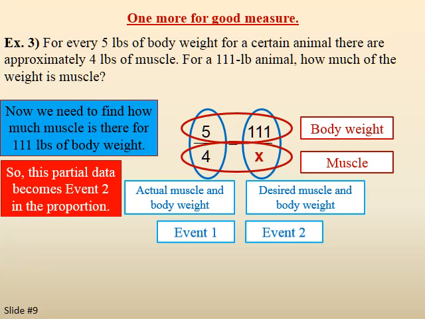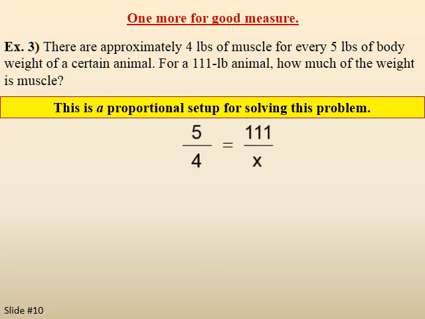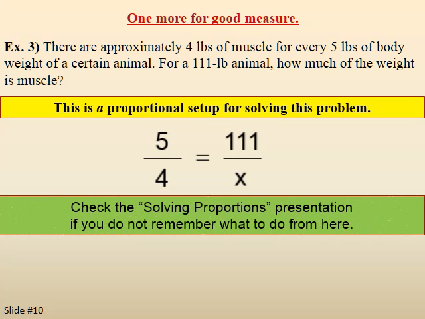So there is the setup. 5 over 4 equals 111 over X. This is a proportional setup. And again, remember, check the solving proportions presentation if you do not remember what to do from here.